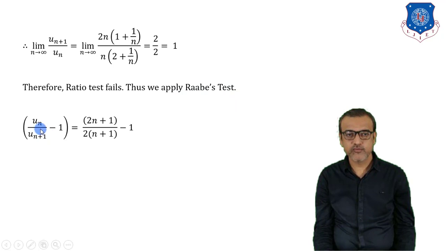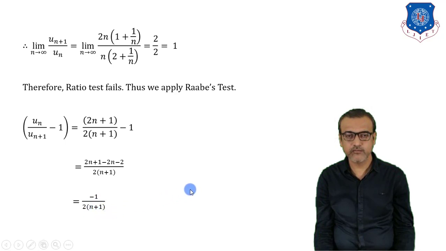Now for Raabe's test we will find out u_n upon u_{n+1} minus 1, and u_n upon u_{n+1}, that is the inverse of u_{n+1} upon u_n, and that is (2n+1) upon 2 into (n+1), minus 1. Now we will simplify this result. So this is (2n+1) minus, multiplying 1 by this 2 into (n+1), so it will become minus 2n minus 2, upon 2 into (n+1). Now 2n and 2n will cancel out, and 1 minus 2 is minus 1. So this is equal to minus 1 upon 2 into (n+1).